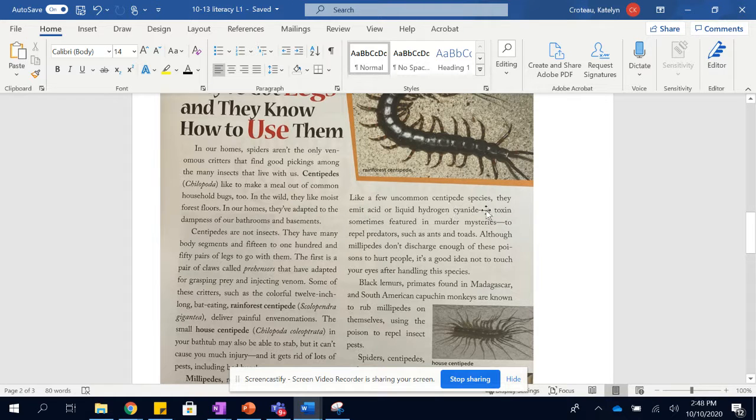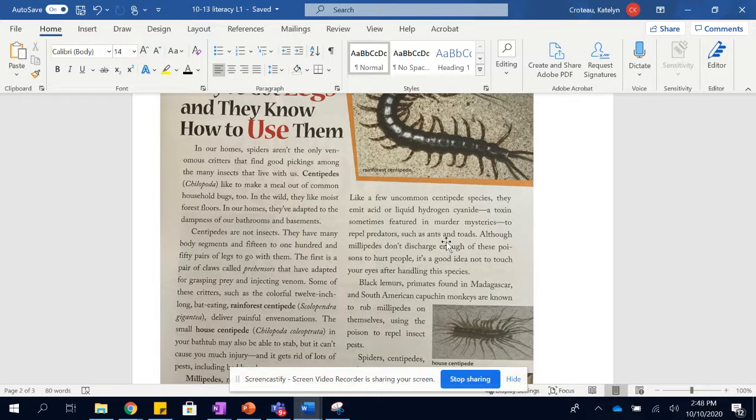Like a few uncommon centipede species, they emit, that means they like eject. I think I have a kid word for that. Like spew it out. Okay. Acid or liquid hydrogen cyanide, a toxin. So that's a chemical from the body that's sometimes featured in murder mysteries. To repel, that means get predators to go away, such as ants and toads. So they don't like bite you with it. They eject it from their body.